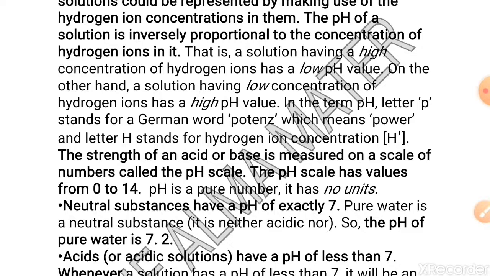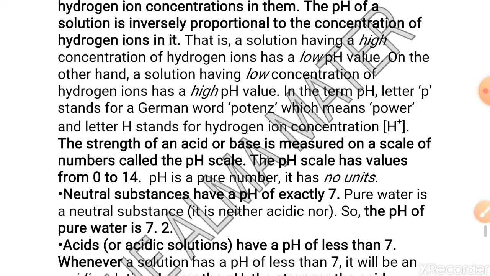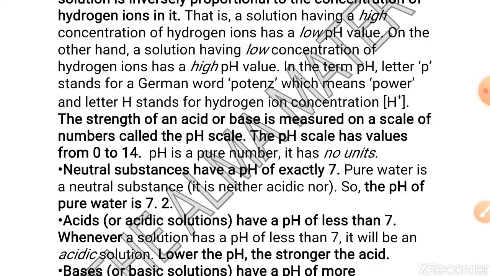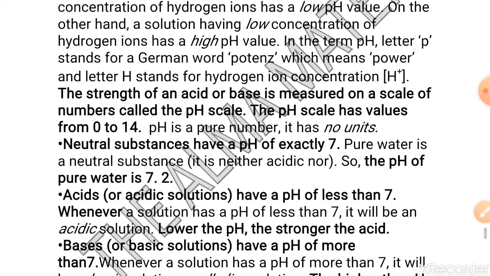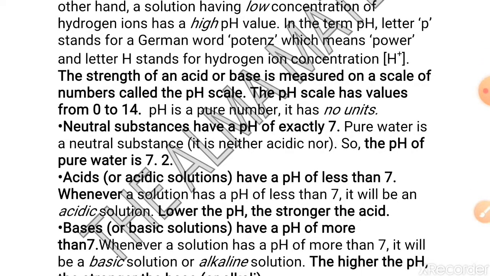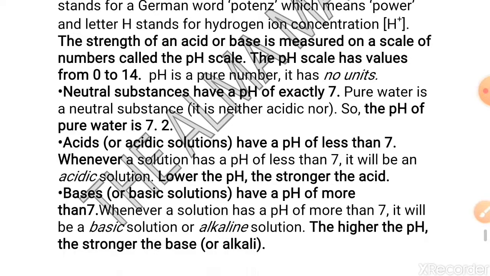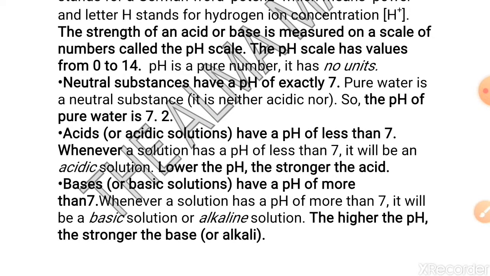So students, on the pH scale, neutral substances have a pH of exactly 7. Pure water, which we call distilled water, is neutral, neither acidic nor basic, and it has a pH of 7. Secondly, acids have a pH value less than 7. The lower the value of pH, the stronger is the acid. Now, bases have a pH value more than 7, in the range of 7 to 14. So the higher the pH value, the stronger the base or alkali.